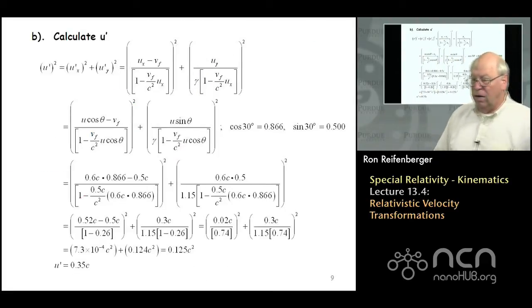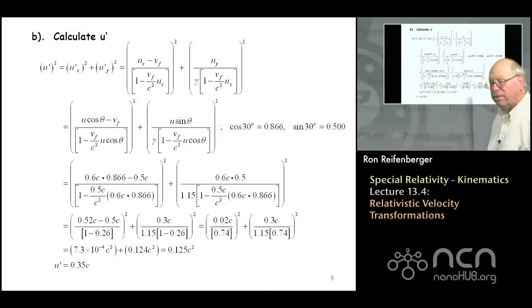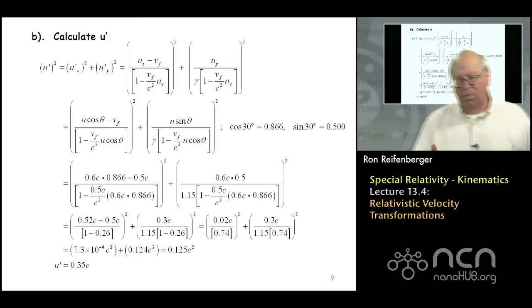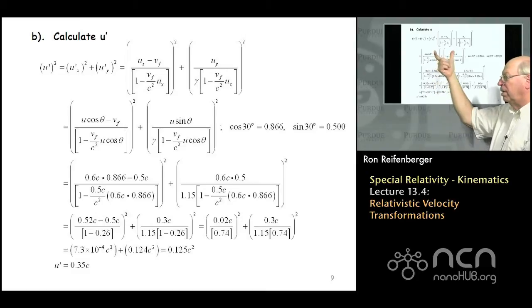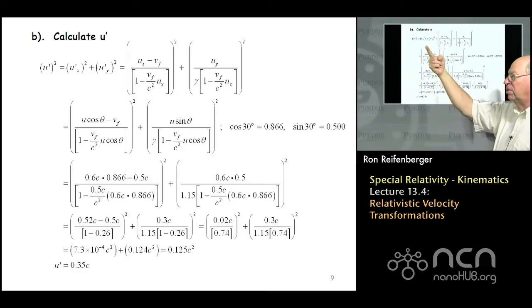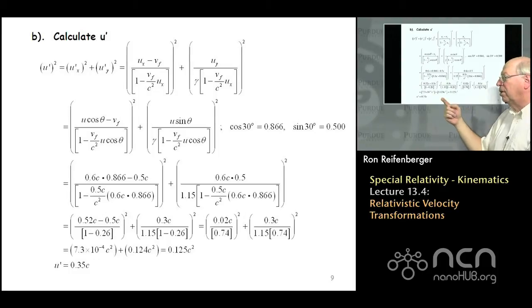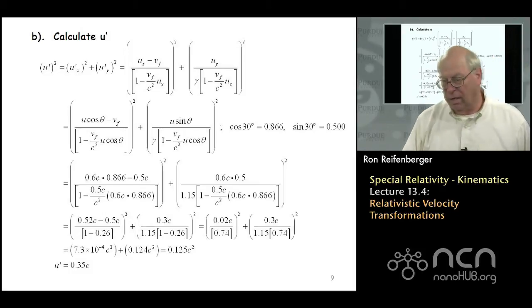I can also calculate the magnitude of the velocity that the observer in the S prime frame measures. I won't go through the arithmetic here. It's pretty straightforward. You just take the sum of the squares of the velocity components in the primed frame, and then at the end of the day, you take a square root of that. What I get from this calculation is that u prime is equal to 0.35 times the speed of light.